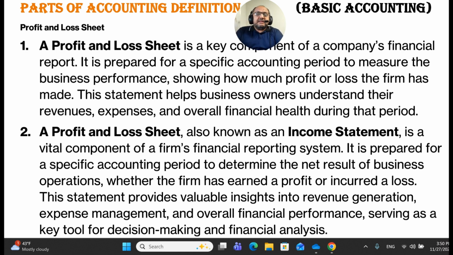So we can also say that the profit and loss sheet can play a crucial or vital role in the preparation of the budget for the next year. Let's start. What is a profit and loss sheet? A profit and loss sheet is a key component of a company's financial report.